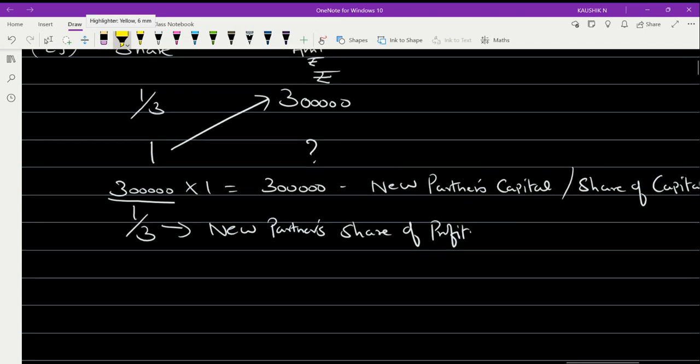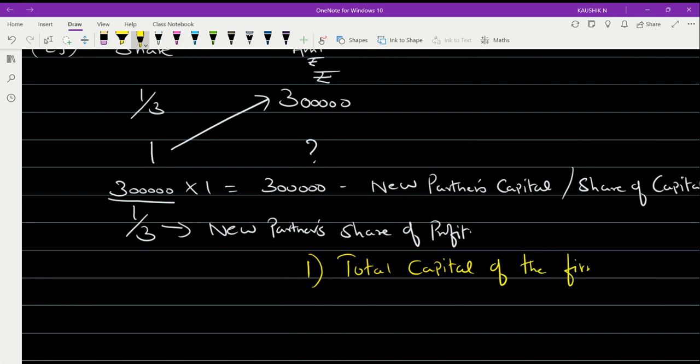By using this method, you have found out the firm's total capital. The first step is the total capital of the firm. That means this 1 share, we calculated for 1. First we saw this 1 here. So total capital of the firm, or we can say the new firm after the admission of the respective partner. So we have found out what 1 is.